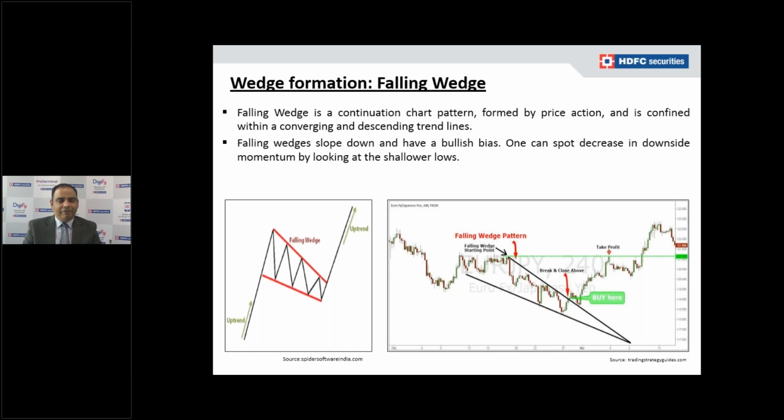After the completion of the wedge, the price breaks out in the direction of the prior trend. What has happened here in a falling wedge? You can see in the left chart, the uptrend has already been established. After a certain point of time, the price moves into a consolidation. Indecision occurs, and finally the upside breakout occurs from the lower level and price moves up.